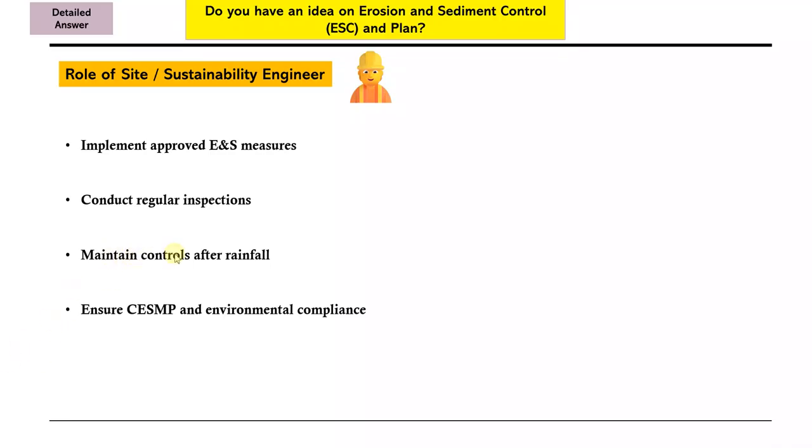Next is maintain controls after rainfall. As I told you, when we have a rainfall event or runoff, we have to inspect the site immediately. And last is ensure CESMP and environmental compliance. Wherever you are working, but as per my experience in KSA and the Middle East, environmental compliance for sustainability is very strict, especially in preparing and developing the CESMP, but also the ESC plan.